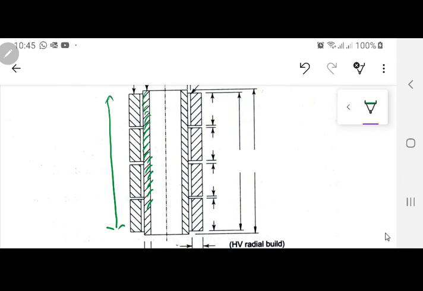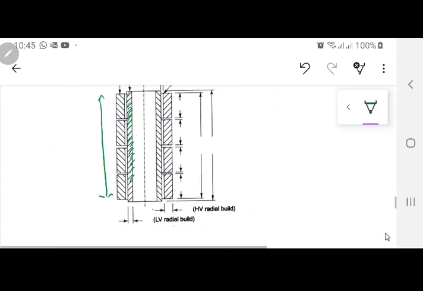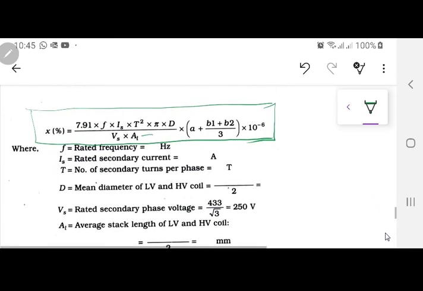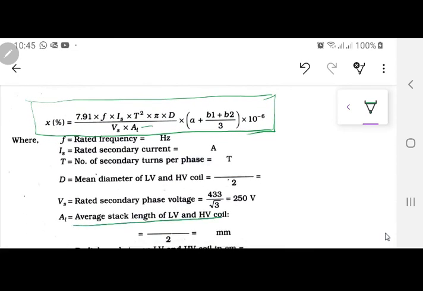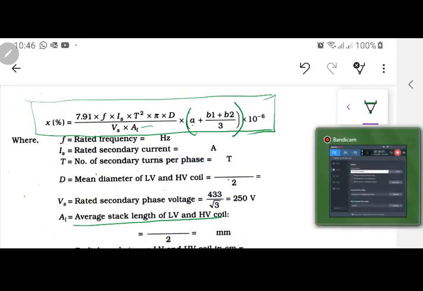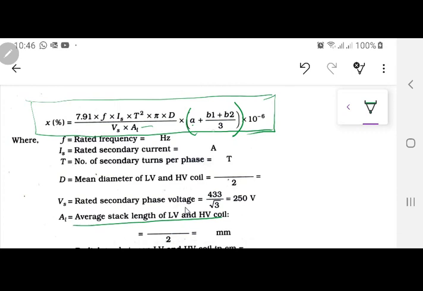Why is the mean coming here? Because the low voltage is a little higher and the high voltage a little smaller, so there will be more flux leakage because of that difference. That's why this AL in the denominator is the average stack length of the low voltage and high voltage coil. In the brackets you have A, which I told you is alpha, the oil duct. Then you have V1 plus V2 divided by 3, and then this is just 10 raised to power minus 6.